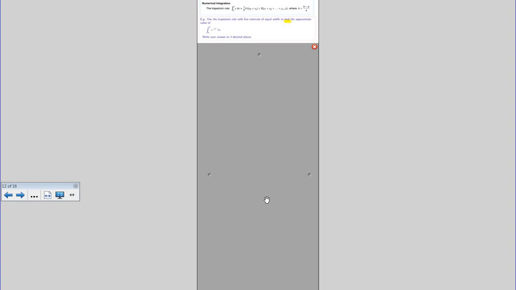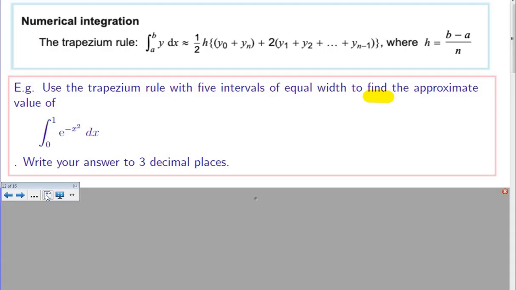Let's try an example. So there's our trapezium rule at the top, and that's what we're going to be using. We're going to use the trapezium rule with 5 intervals, so n is 5, of equal width to find an approximate value of the integral from 0 to 1 of e to the minus x squared. So the one we've been looking at, but let's get an actual value this time. Because it says find, you don't need to put every item of detail down, but it's really important to stay organized when you're working on the trapezium rule, because otherwise it's very easy to lose track.